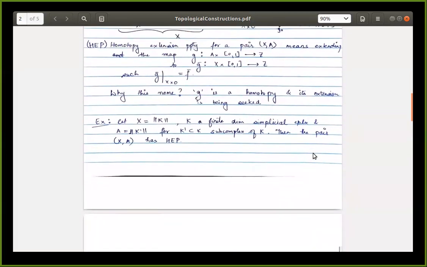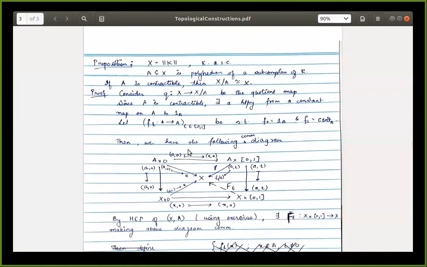Now, a small exercise for you is to check that if X is the geometric realization of a finite dimensional simplicial complex and A is the geometric realization of some subcomplex of it, then this pair (X, A) has the homotopy extension property. So HEP is shorthand for homotopy extension property. Okay.